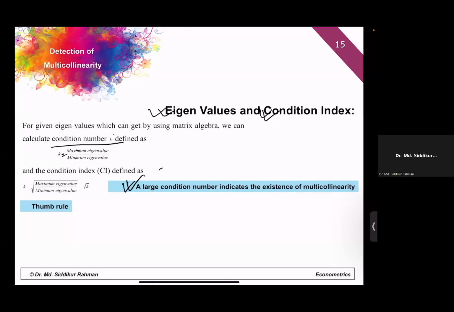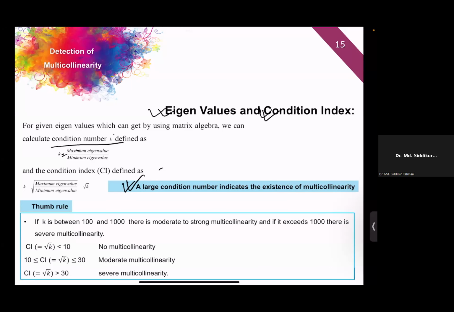But I can give you more explanation. If K is between 100 and 1000, there is moderate to strong multicollinearity. I repeat, if K is between 100 and 1000, you can conclude that there is moderate to strong multicollinearity. But if it exceeds 1000, you have to conclude that there is a severe multicollinearity problem.